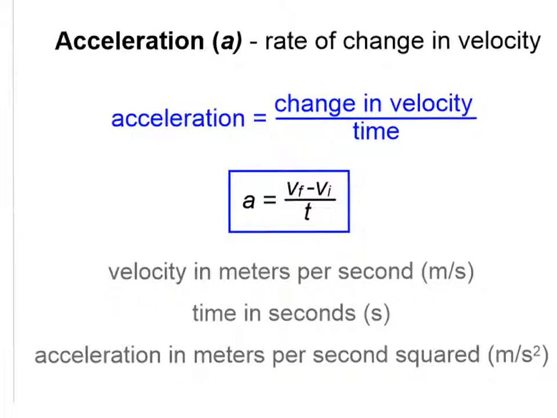Velocity is always measured in meters per second, just like speed, and it also includes the direction. Time is always measured in seconds, and acceleration, therefore, is going to be measured in meters per second per second. Whenever we have meters per second per second, that is the same as meters per second squared.